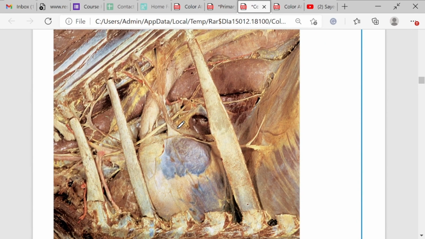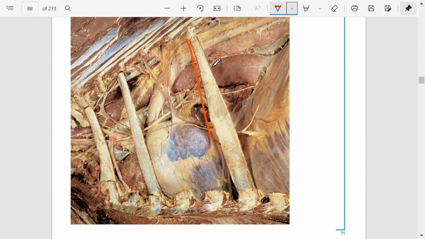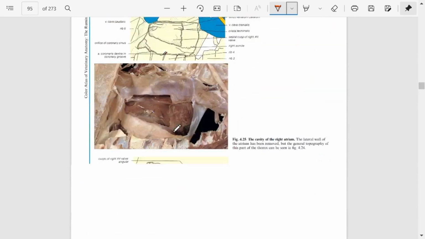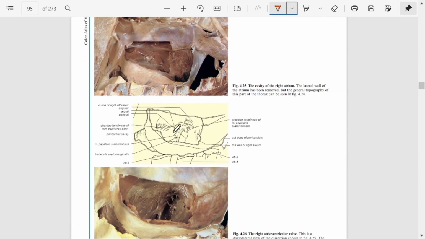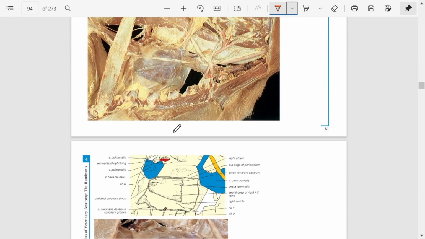This is another photo where you can see the ribs, and the heart is located here. So this was all about the heart demonstration with a live demo, as well as from the graphical software, as well as from an atlas book. Thank you so much.